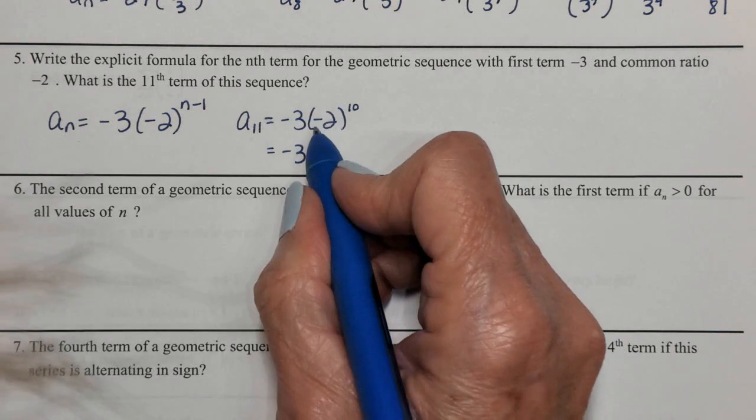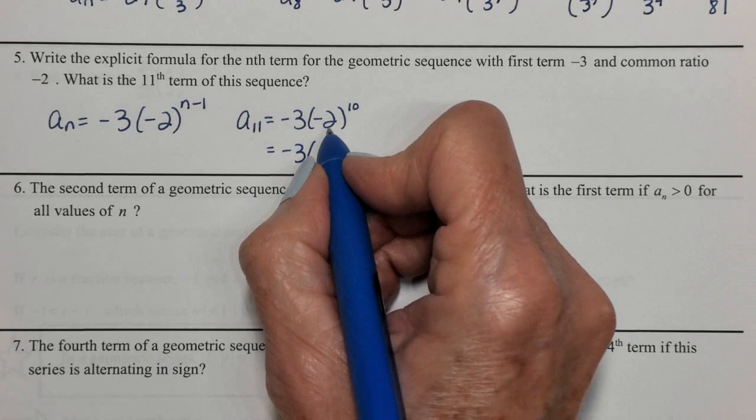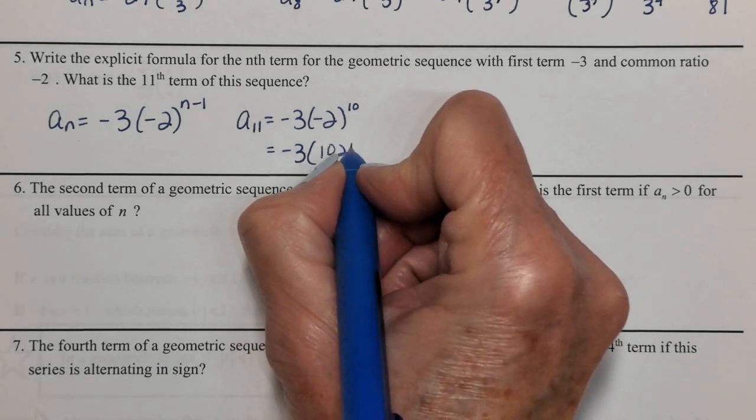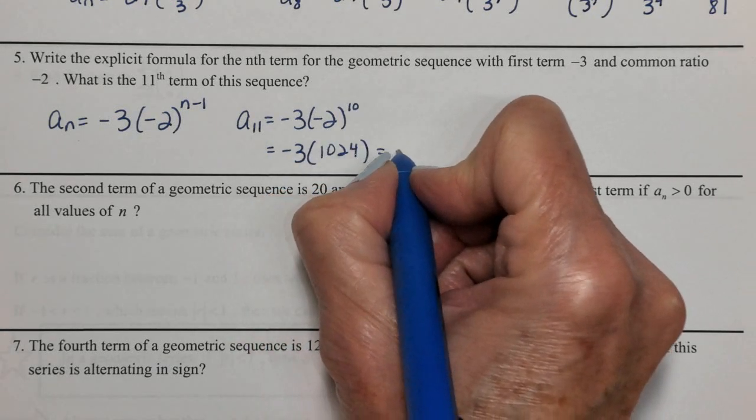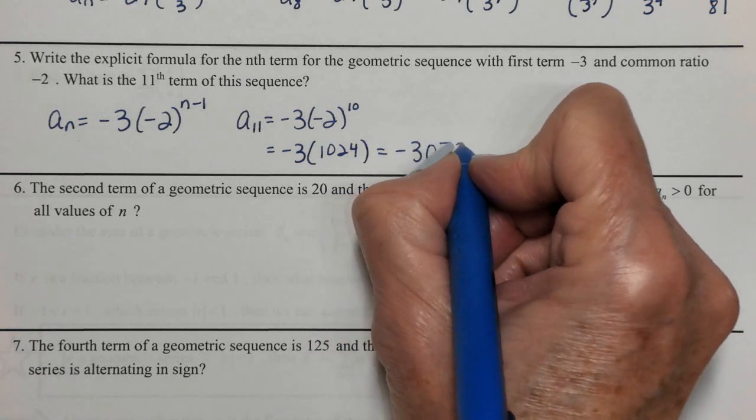Since we're raising a negative to the even power, this will be positive. And 2 to the 10th is 1024. If I multiply that by 3, I get negative 3072.